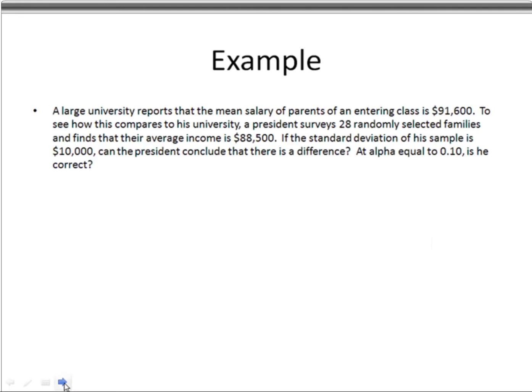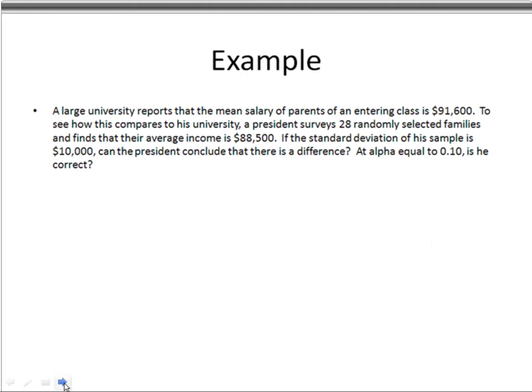So our example reads, a large university reports that the mean salary of parents of an entering class is $91,600. To see how this compares to his university, a president surveys 28 randomly selected families and finds that their average income is $88,500. If the standard deviation of his sample is 10,000, can the president conclude that there's a difference? At alpha equal to 0.10, is he correct?